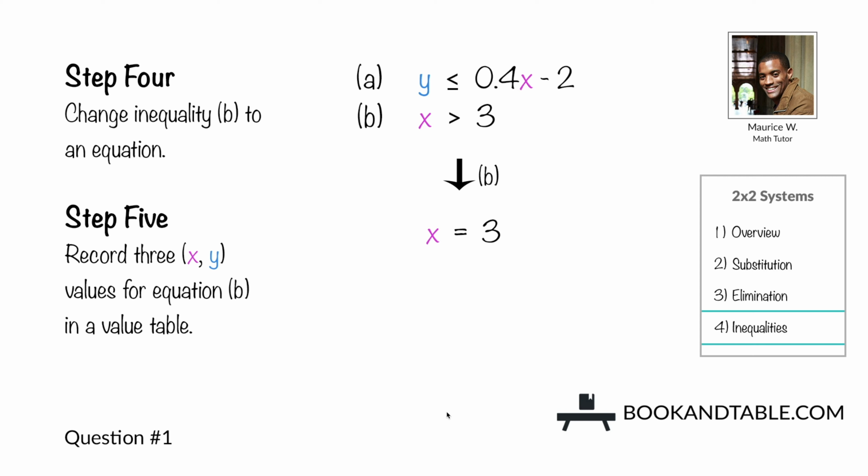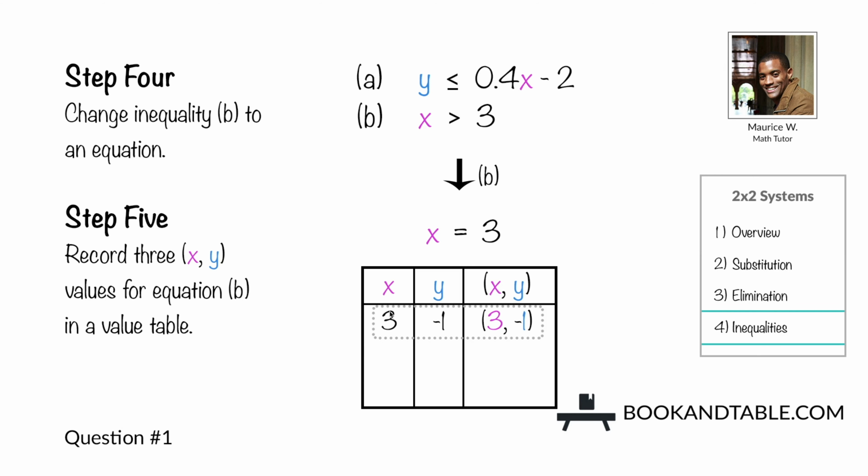So step 4, change inequality B to an equation. So we change the inequality sign to an equal sign, giving us x is equal to 3. So in our value table, all of the x values will be 3. So we won't be changing the x from -1 to 0 to 1. So instead, we'll change our y to -1, 0, and 1. So our value table for equation B is 3, -1, 3, 0, and 3, +1. So this would be a straight vertical line going up and down, where x is equal to 3 on the x-axis.